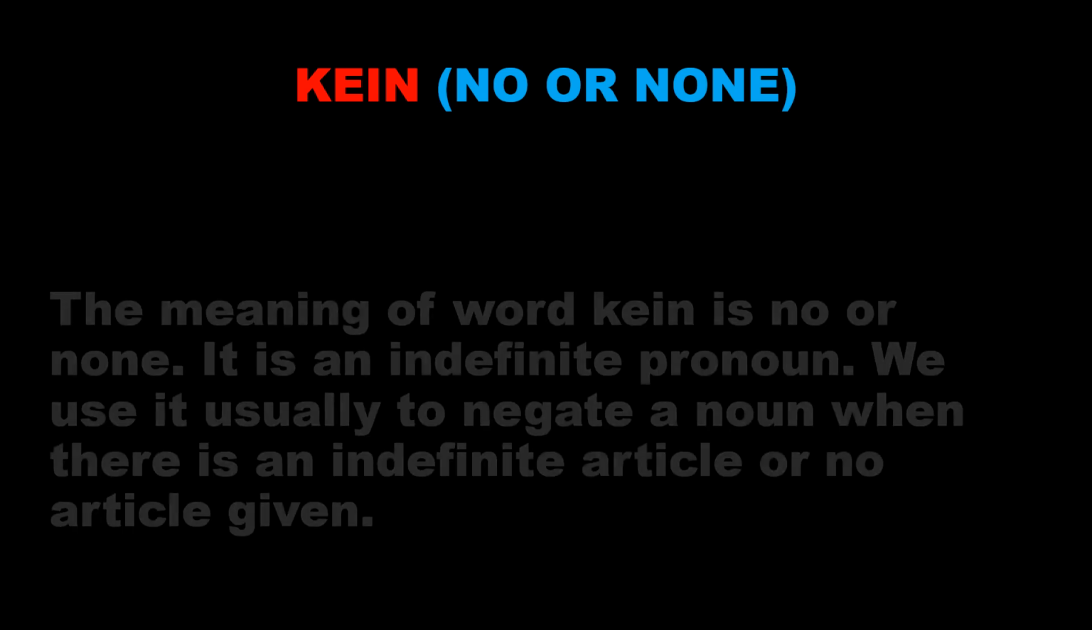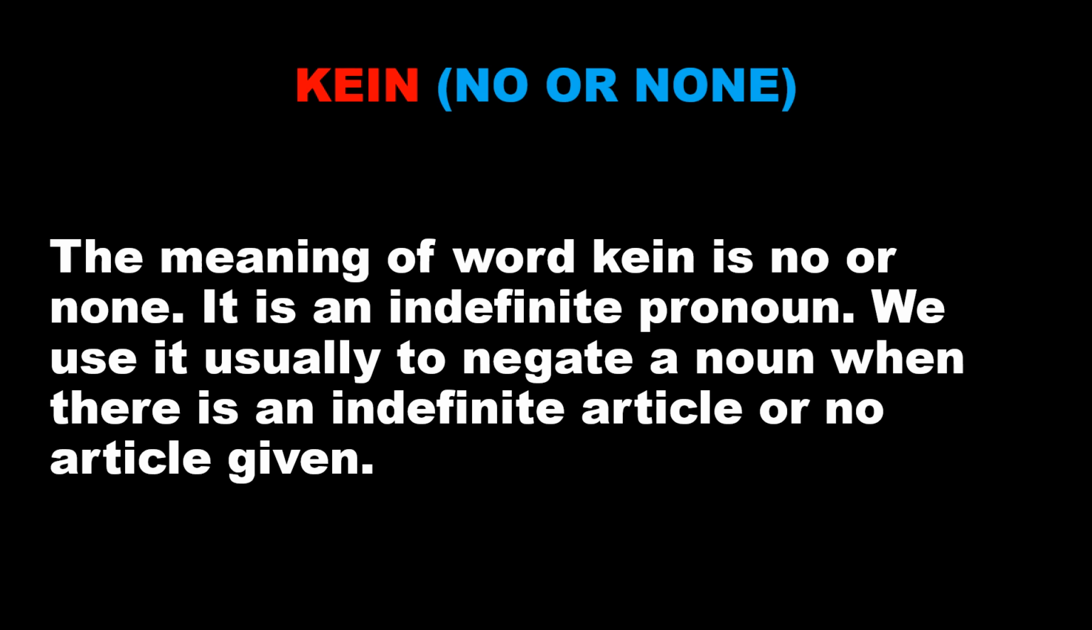Let's go ahead. Now, the next word is KEIN, which means no or none. Let's see a simple explanation of this word. I know many of you already know this word, how to use it, but just for the sake of comparison with nicht, I have given this simple explanation here. The meaning of the word KEIN is no or none. It is an indefinite pronoun. We use it usually to negate a noun when there is an indefinite article or no article given.